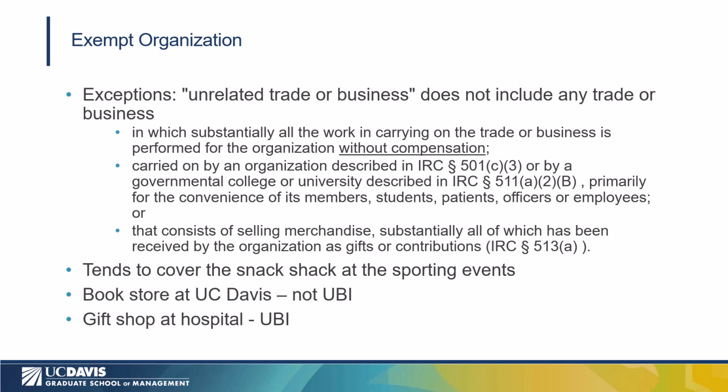The bookstore at UC Davis, because that is primarily for the convenience of its members and students, that's probably not unrelated business income. Whereas the gift shop at a hospital is probably unrelated business income. Now, to the extent that the bookstore sells other types of merchandise that are not related to the exempt purpose, if I buy greeting cards there or something like that, that's going to trigger some UBI.